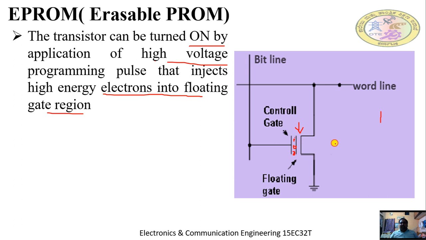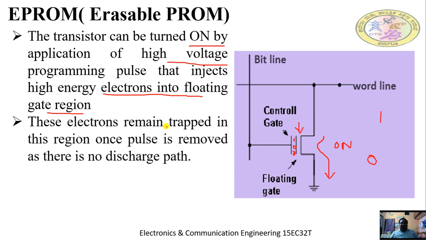That's why I can say the transistor will get turned on. Once the transistor gets turned on, the transistor has now got a path to discharge its voltage down to 0. So it will store a logic 0 once we apply high current pulses. These electrons which are injected remain trapped in this region once the pulse is removed.